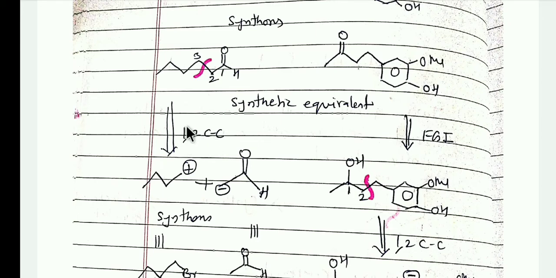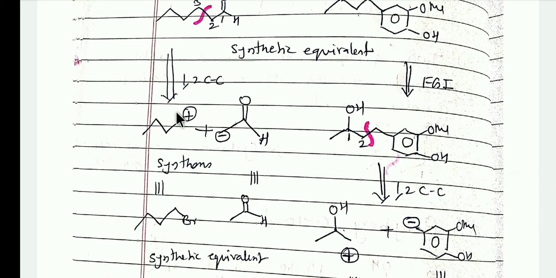And after this disconnection we get this positive synthon and this negative synthon. For preparation of this positive synthon, we attach a negative Br to this positively charged carbon atom, and we get the synthetic equivalent for this synthon. For getting this synthon we attach a proton to this carbon atom and we get the synthetic equivalent. These are the synthetic equivalents for producing this synthon and this synthon.